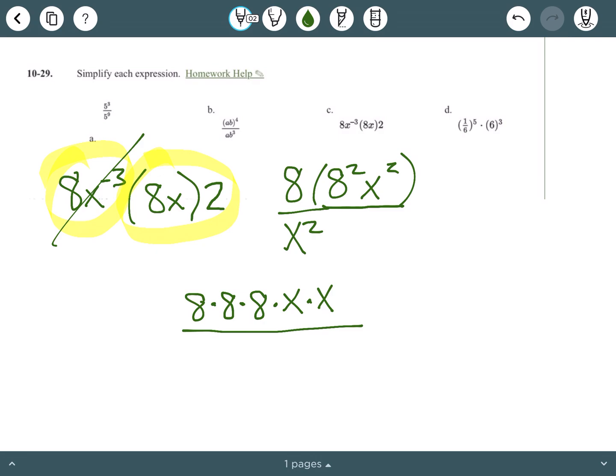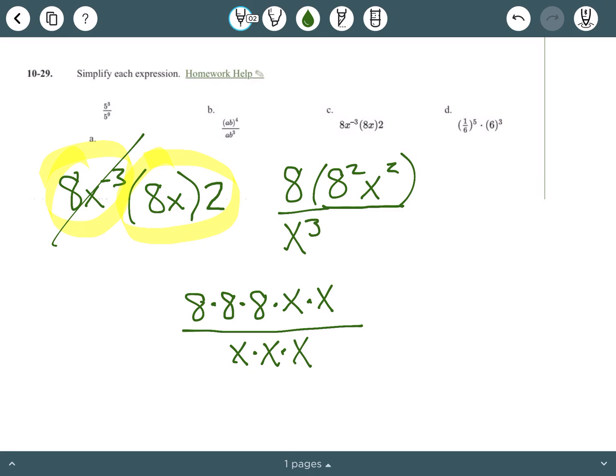what this should have been is, instead of x squared, this should have been x to the third, and that is because this was a -3. So that was my fault. And that's going to be all over x to the third. So that's x times x times x.